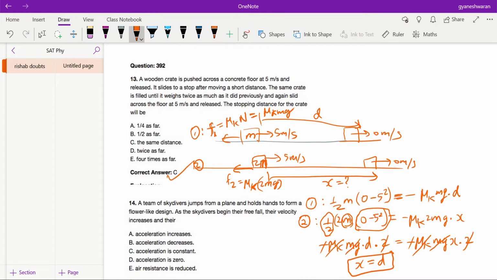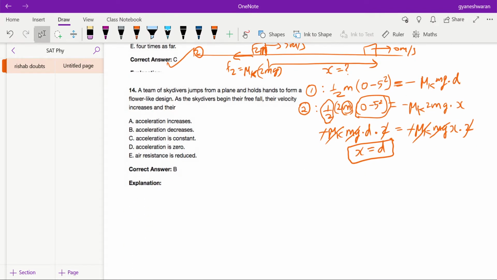To understand it from a physics point of view, why the distance traveled comes out to be the same: in order to move the heavier object and make it come to rest in the same distance, you need to exert extra force. That extra force is the friction force, and friction force increases in proportion to the weight. So the heavier the object, the more the friction force, and the heavier the object, the more the force required to accelerate it by the same amount, and that is what is happening.